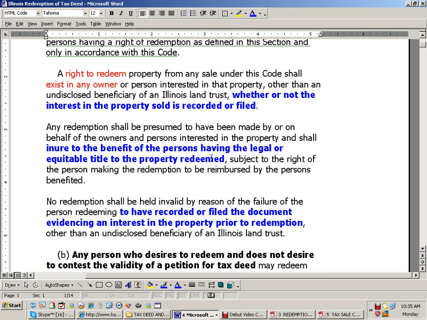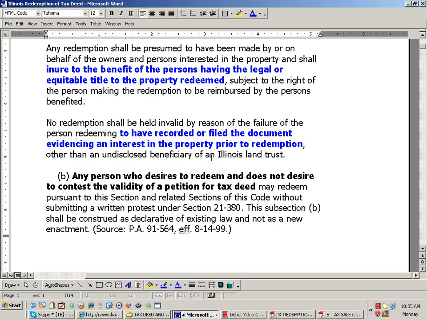Okay? We have equitable title for sure. Yeah, if it wasn't for it being in the Torrens system or whatever. So we'd have the legal title, which is what we're going for, then we'll have both of them. But in the meantime, you can still go and redeem this property. No redemption shall be held invalid by reason of failure of the person redeeming to have recorded or filed a document evidencing an interest in the property prior to redemption. So you don't even need to put anything in prior to redemption. You can just go do it.